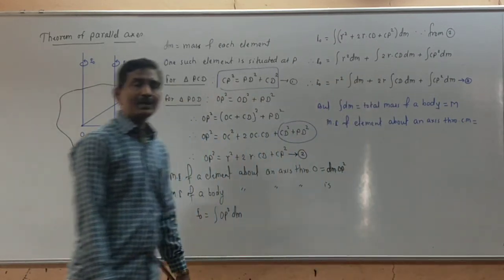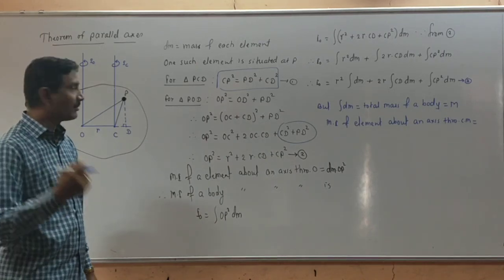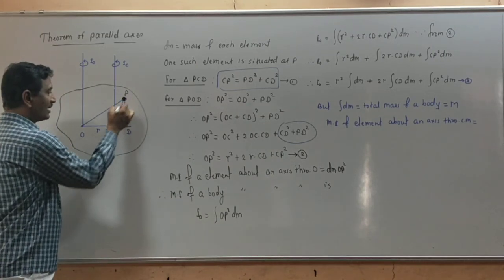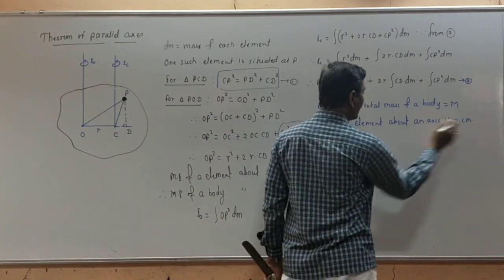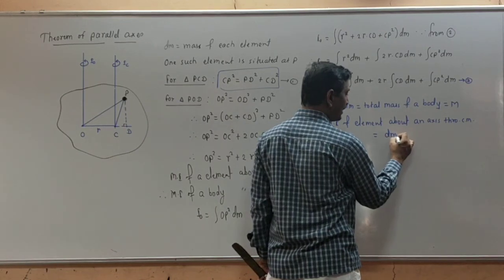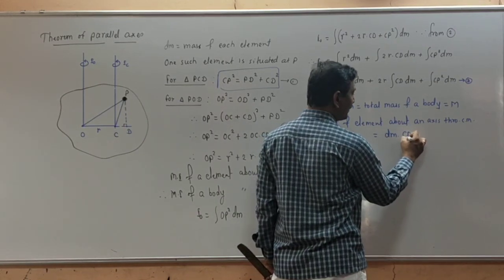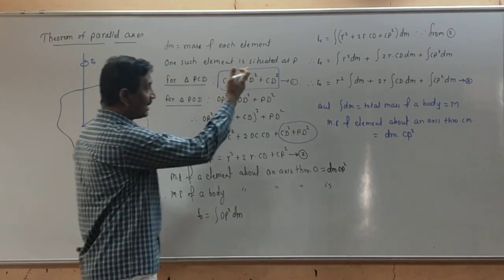I can apply the definition. Moment of inertia of the element is equal to what? Product of the mass and square of the distance. So mass is dm and distance is what? It is CP square. So moment of inertia of this element about an axis is what? Mass is dm and square of the distance is what? CP square. Use the same concept.